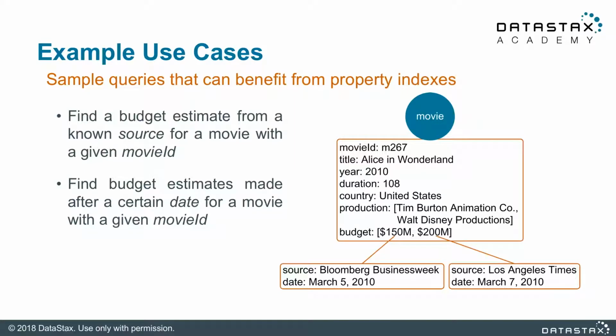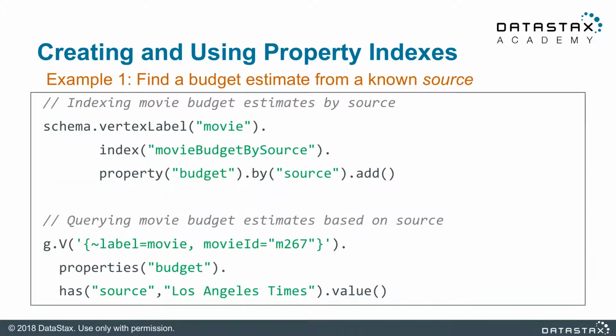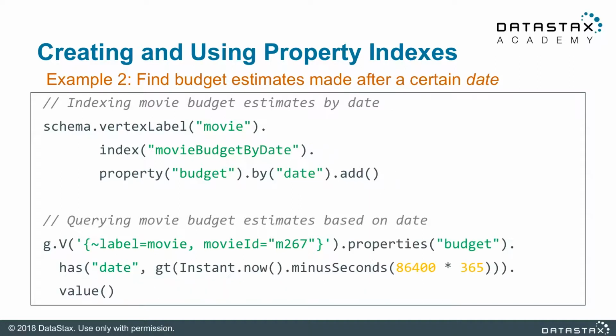So for the first example, we're looking for a budget estimate for a given movie. We can see the schema creation for an index entitled movieBudgetBySource for the multi-property budget by source, which is a meta-property. An example of this is getting a movie with the movie ID M267 and getting the budget whose source matches Los Angeles Times. For the second example, we're going to index the movie budget estimates by date.